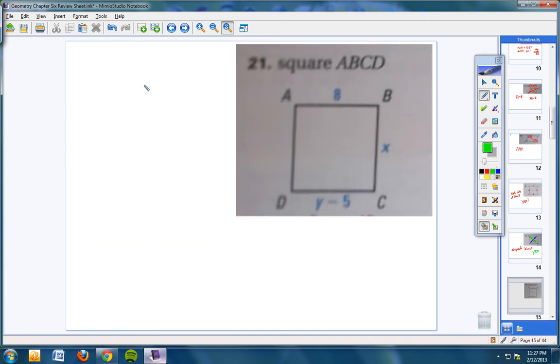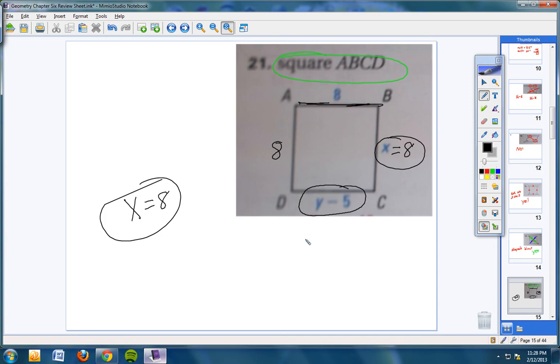The directions for 21, 22, and 23 are: solve for x and y. Now look, students, we have a square. They tell you that. And we all know the definition of a square is, of course, a parallelogram in which we have 4 right angles and all 4 sides are congruent. So if this is an 8, then we know this is an 8. What does x have to equal? Well, x has to equal 8, so there's one answer. And then this whole side right here has to equal 8. So y minus 5 has to equal 8. Let's add 5 to both sides, and y equals 13.